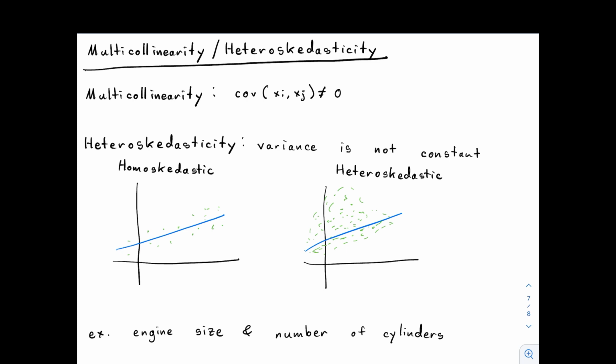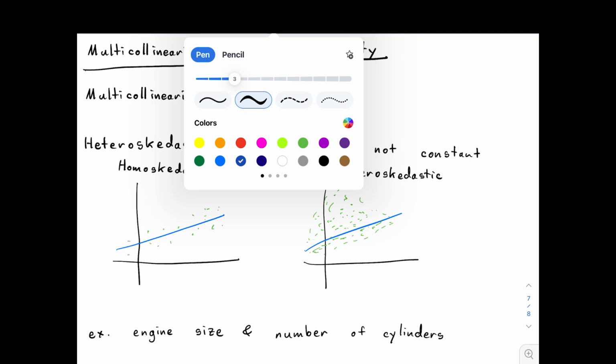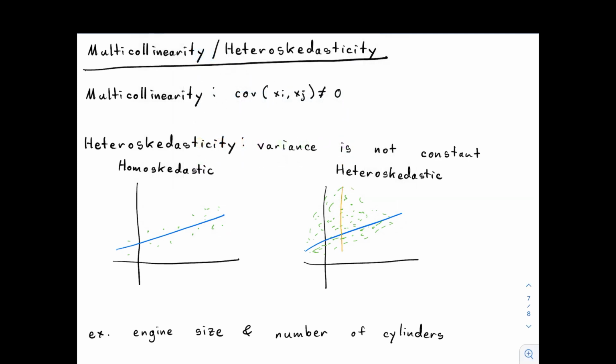And if we look on the right, that's a case where we have heteroscedasticity, and you can see that for x values around here, the variance or the distance from our model is significantly larger than at either extreme, right? So down here or up here.